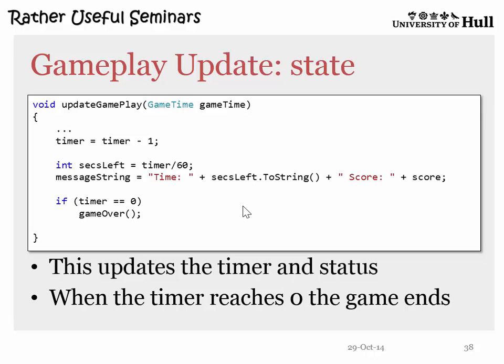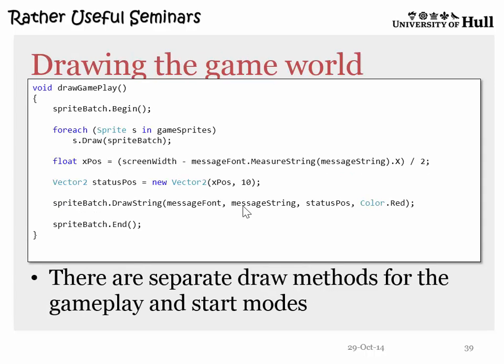Then what we do is we make the timer one smaller, get a number of seconds left by dividing it by 60, and put this in a message string which the user will see, which says how much time you've got left and what score you've got. And that's drawn by the system when it draws the screen each time. And if the timer has hit 0, game over. So my game over method just shuts everything down and flips back into the game over state. So that's how my program actually runs.